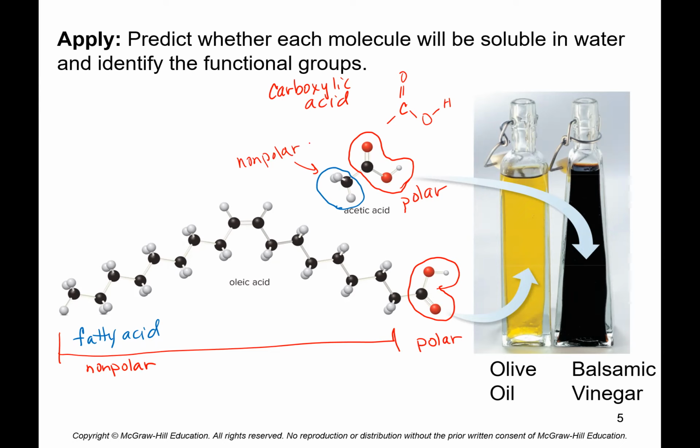So acetic acid has a polar group, and then it has a very small nonpolar group. So overall, our acetic acid is going to be a polar molecule. This means it will be soluble in water. Now let's look at oleic acid, which we can find in olive oil. It does have a polar group, but it has a very large nonpolar group. So this means that fats are going to be nonpolar, and therefore, this is why they are not soluble in water.